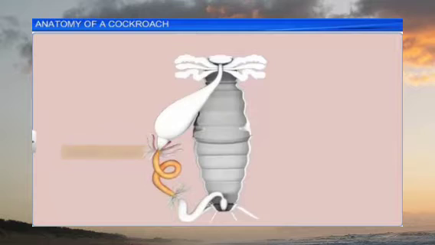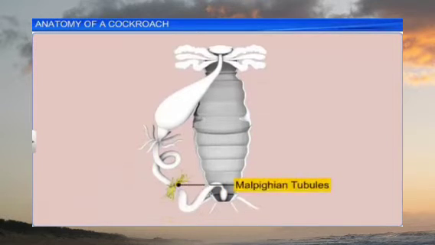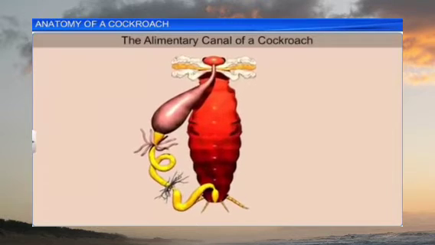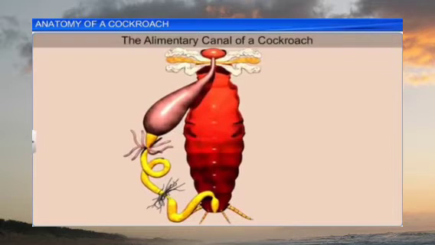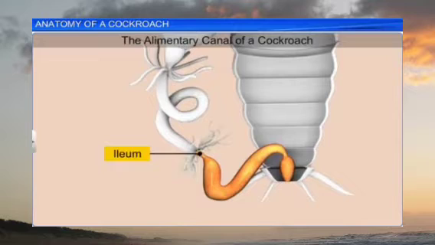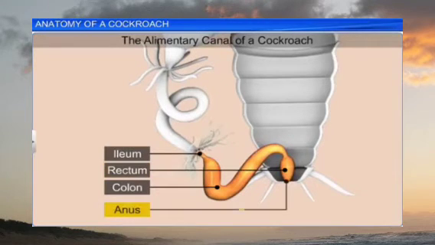Similarly, at the junction of the midgut and hindgut is a ring of numerous filamentous yellow-colored Malpighian tubules, which function as excretory organs. The midgut is followed by the hindgut, which is broader and is divided into ileum, colon, and rectum. The rectum opens to the exterior through a small aperture called the anus.